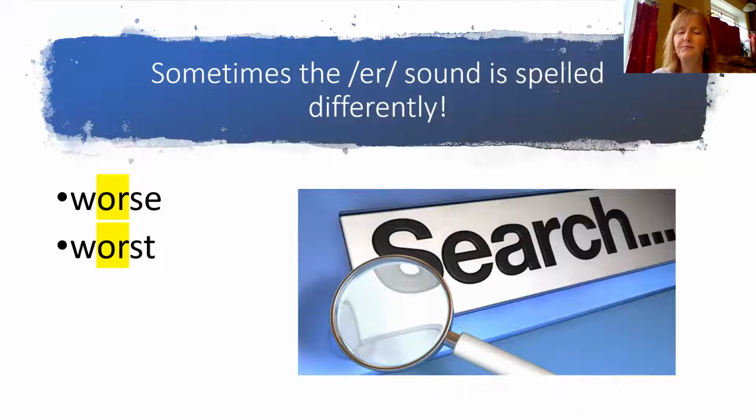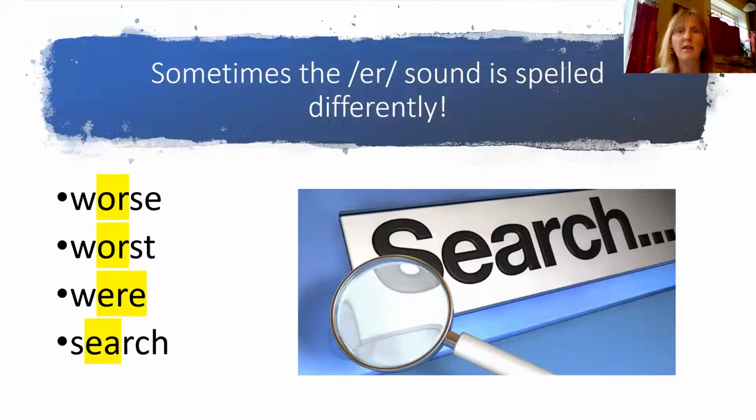And worst, and were. This is a good time to remember that were and where are two different words. Not only do they start with different letters, WH for where, and just W for were, like we were at the zoo, but they sound different. And then search, which you can see here, is spelled with an EA. So every once in a while, you'll come across some really unusual spellings of the sound, but for the most part, they're going to be spelled ER, IR, and UR.